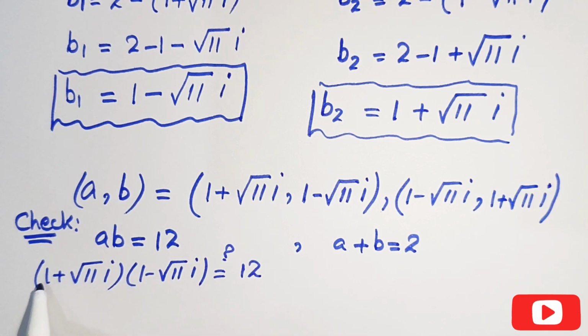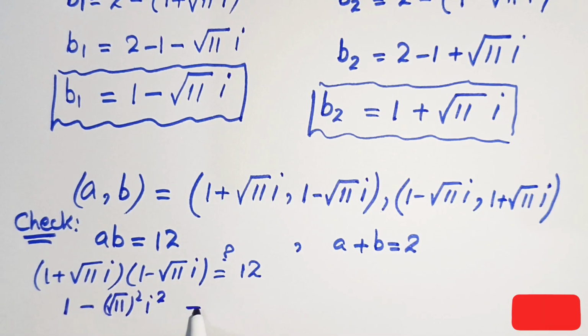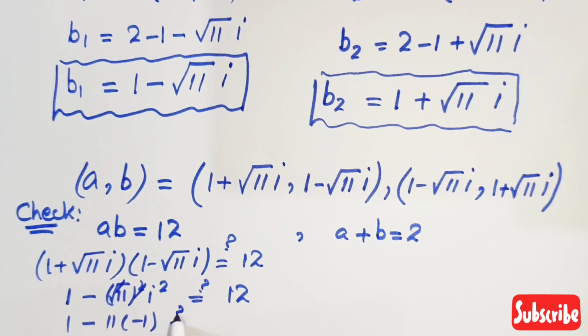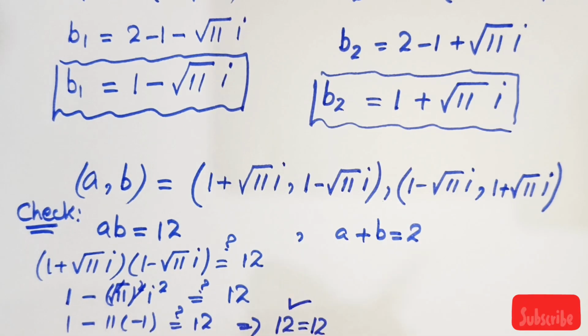Here we see that it is a plus b times a minus b, which is equal to a squared minus b squared. So 1 times 1 is 1 squared, which is equal to 1, and minus square root of 11i whole squared. So 1 minus 11 i squared. We know i squared is equal to minus 1. So 11 times minus 1 is minus 11, and minus times minus is plus. So 1 plus 11 is 12, and 12 is equal to 12. Hence our left hand side is equal to right hand side.